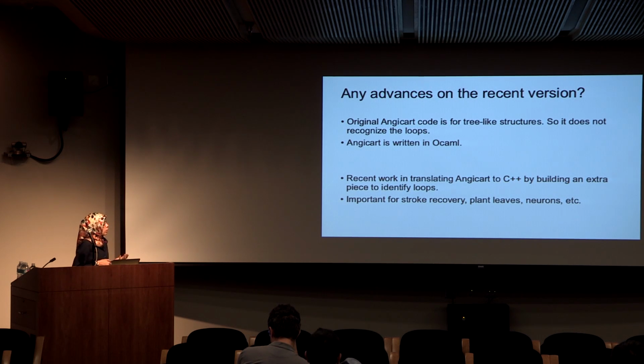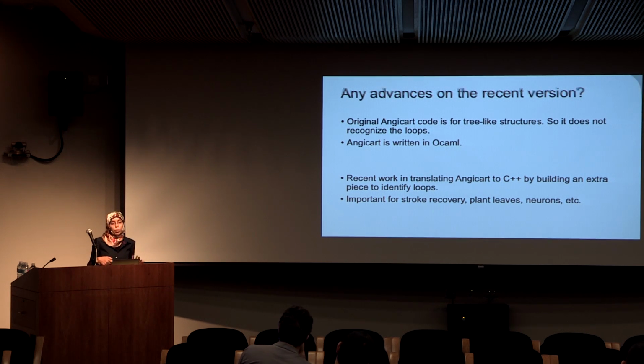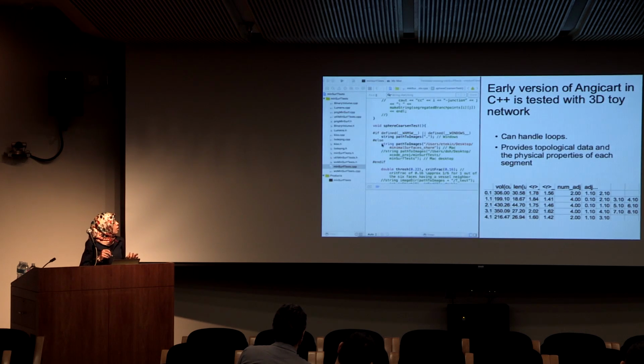So the advances: the recent work in translating Angicart to C++ also has a piece to identify the loops, which is especially important for characterization of vasculature in plant leaves and neurons. It's also important for stroke recovery because the brain has some loopiness in it.